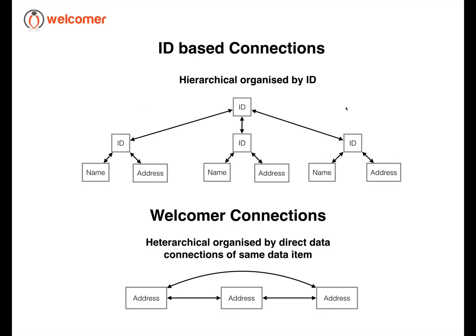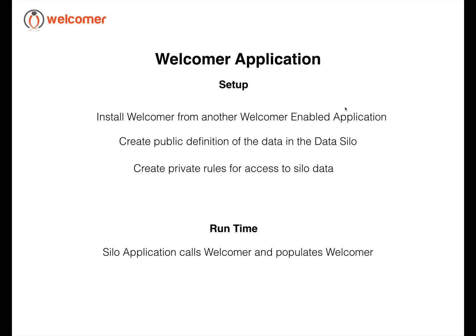Silos of data about electronic identities are currently connected through the use of indexes. To connect across silos, we use a hierarchy of indexes, or we use the same index. Welcomer connects the same data elements about electronic identities in different silos. To deploy Welcomer in a silo, the owner of the silo goes through a setup process. The software is first installed, then a public definition of data elements the silo is willing to connect to other silos is made public. Then the private rules that the silo sets on access are defined. This deploying of Welcomer establishes the metadata for the connections. At runtime, the connections are made.